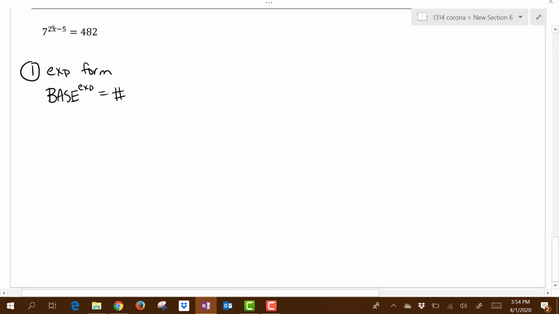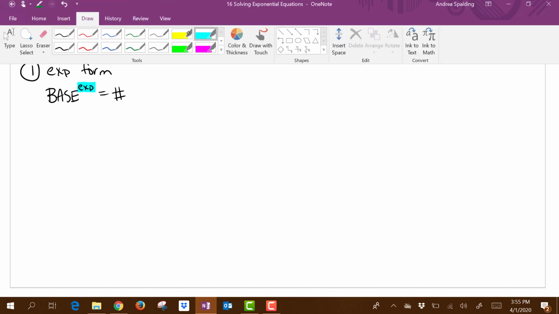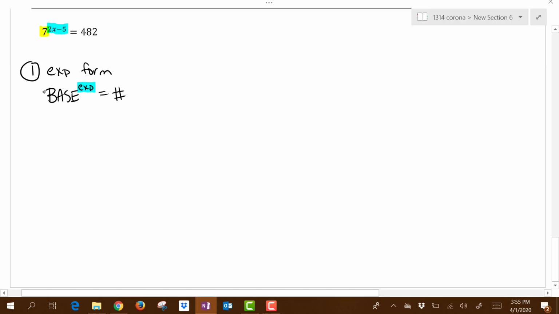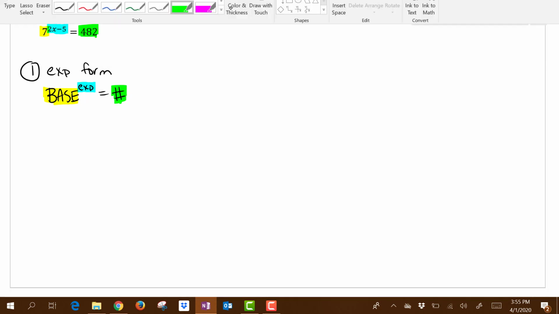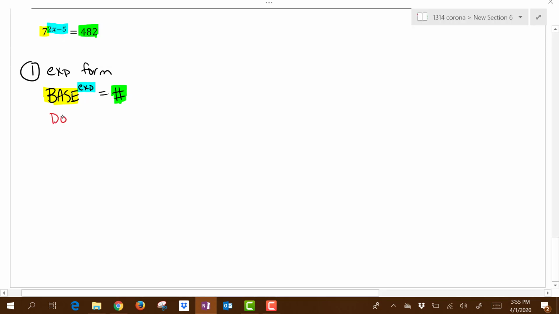So when I look at this, I see this little exponent, 2x minus 5. That's that little tiny value to the upper right of some number. 2x minus 5 is the exponent. Okay. The base is what's directly in front of it, so the base is 7. So we can see pretty quickly that the left-hand side is already in exponential form. Get the base to the exponent, there's nothing else beside it. The number on the other side is 482. So we are already in exponential form, which is nice. That's done.